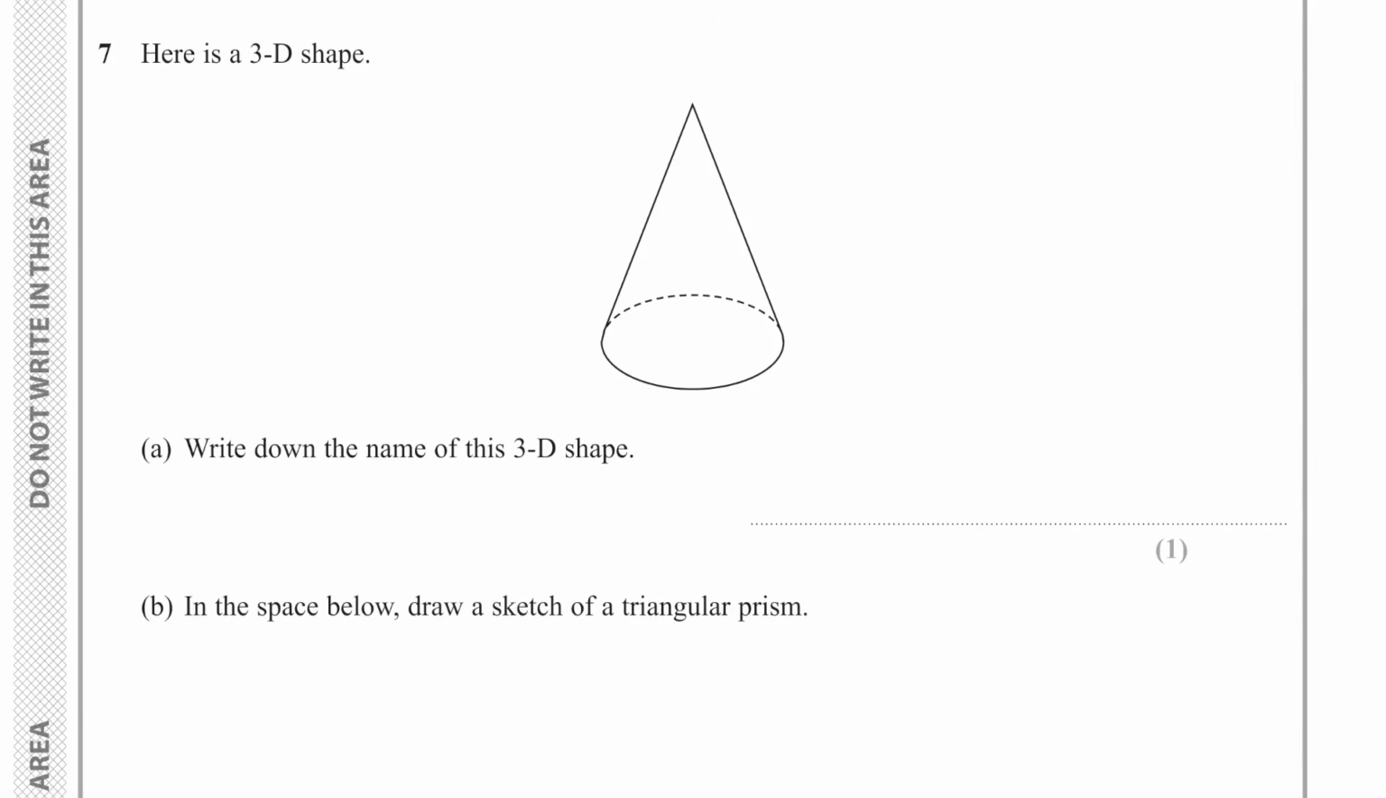Question 7. Here is a 3D shape. Write down the name of this 3D shape. We have a cone. So cone is the answer.